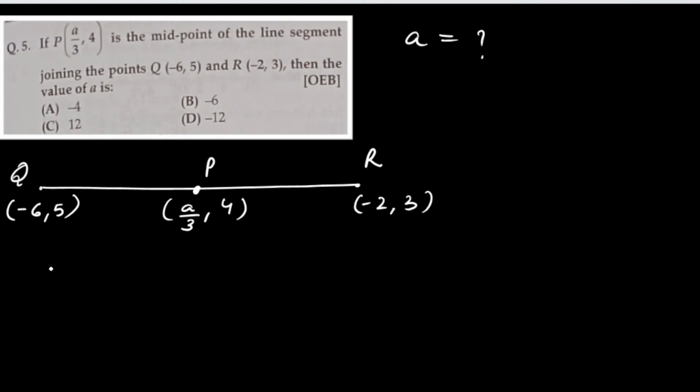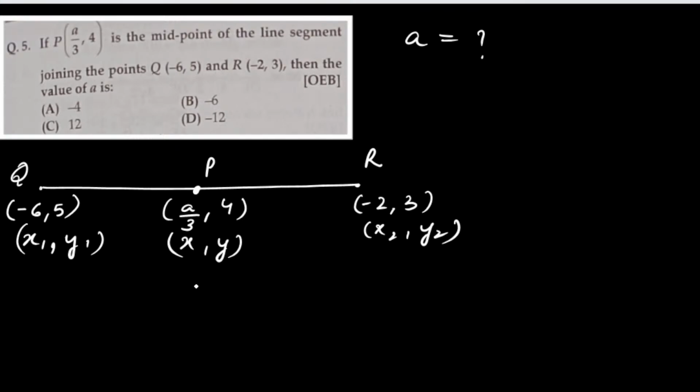If you are drawing and writing, there is 0% chance of going wrong somewhere. It will take 1 minute, but make sure you are doing it to avoid mistakes. So here I am writing. Q's coordinates are x1, y1, R's coordinates are x2, y2, and coordinates of point P are x and y.